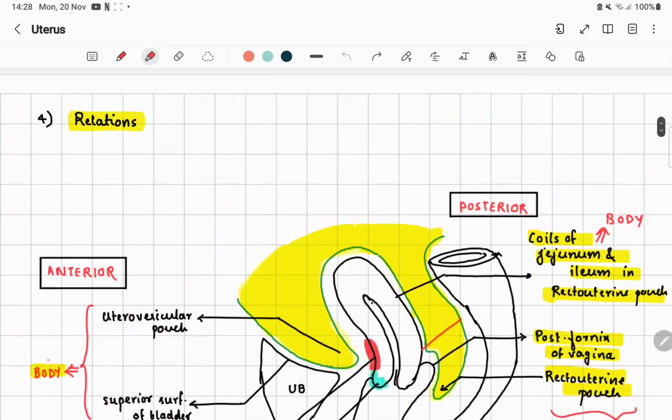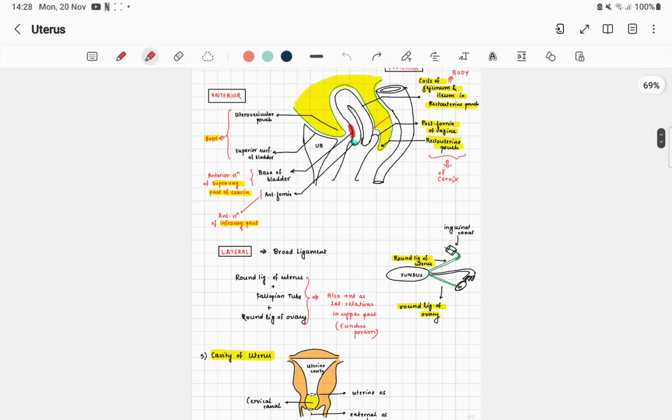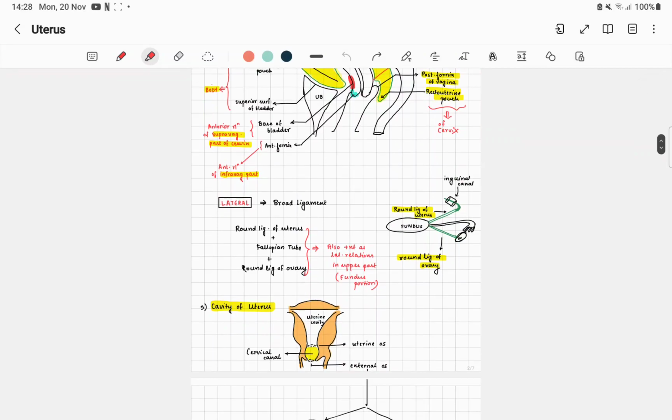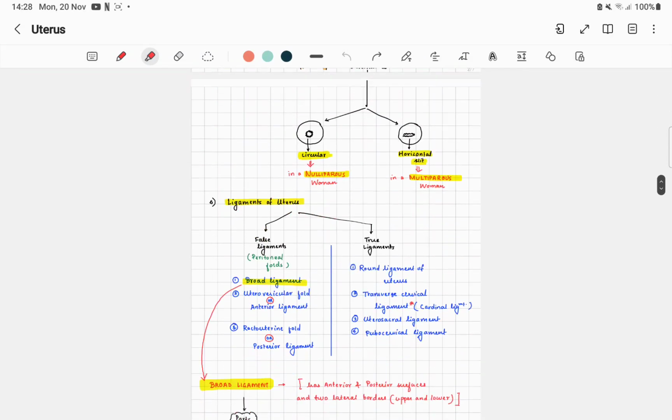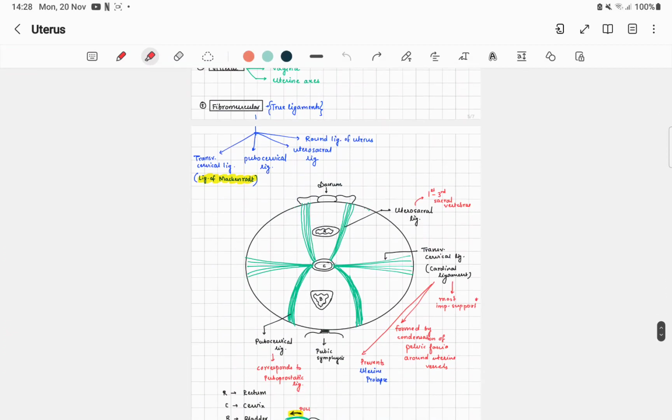Then what are the relations of the uterus? This is very important. You can easily write about the lateral borders, and I will talk about the cavity and the ligaments at last, along with the arterial supply and lymphatic drainage.